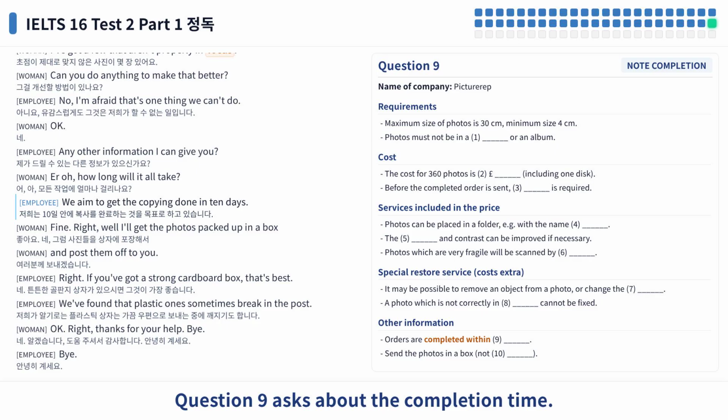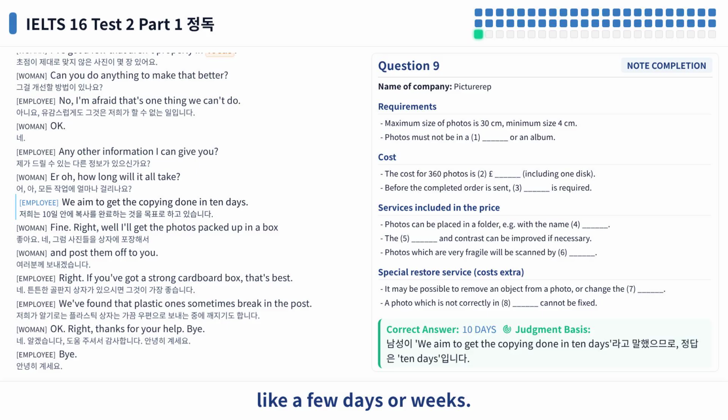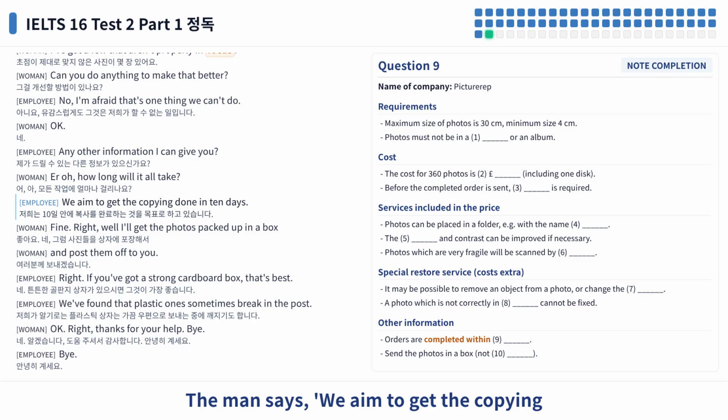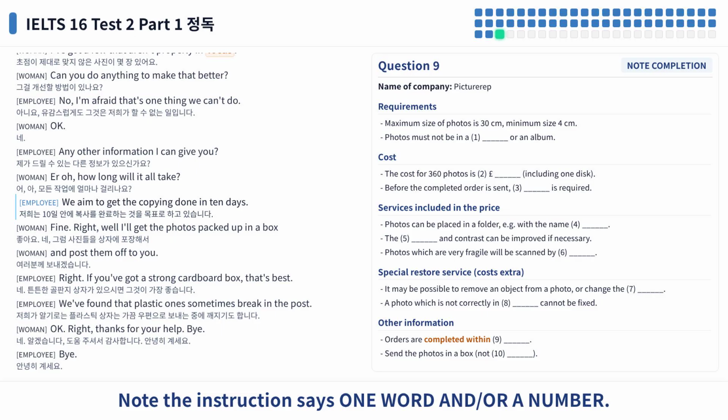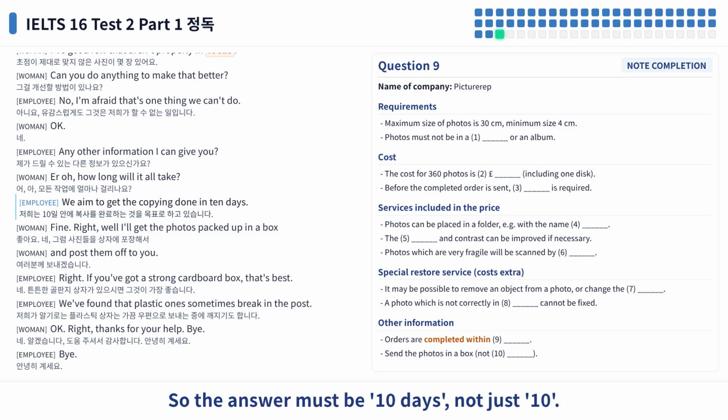Question 9 asks about the completion time. The blank is next to completed within in the notes, so we need a time period. The clue word is completed within. We can predict the answer is a time length, like a few days or weeks. The man says, "We aim to get the copying done in 10 days." So the answer is 10 days. Note the instruction says one word and, or a number. So the answer must be 10 days, not just 10.